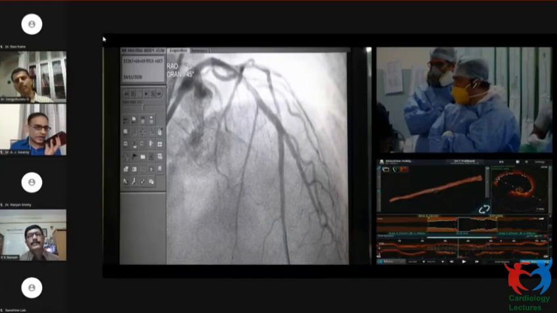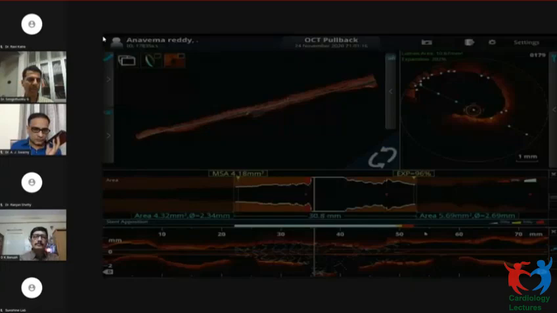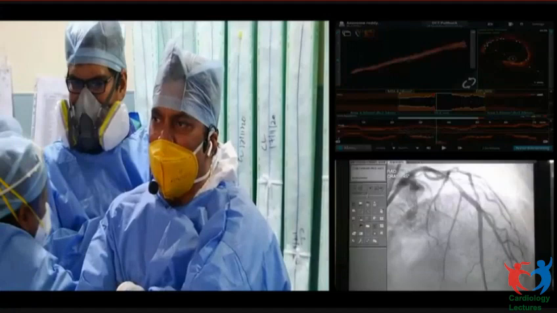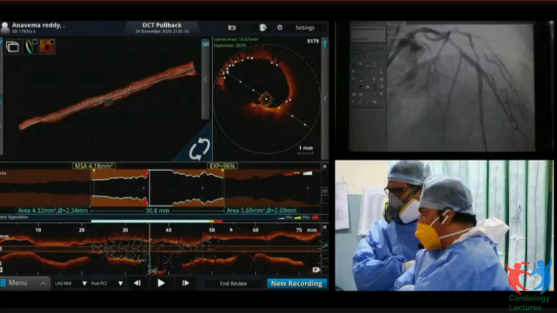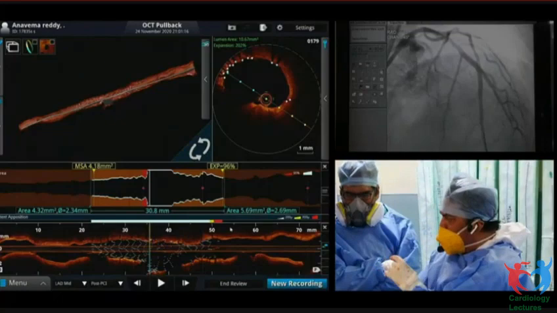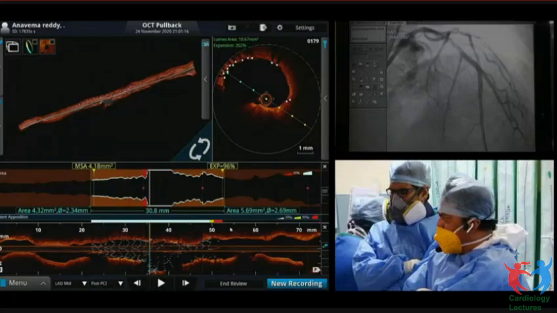How about the expansion, particularly the side branch stent, because of the calcium? So, Dr. Sridhar, did we do an OCT into the diagonal as well? Maybe we can see the bifurcation view if anybody from this one is there. You can show the bifurcation view of the reconstruction of the bifurcation of the diagonal and the LAD.